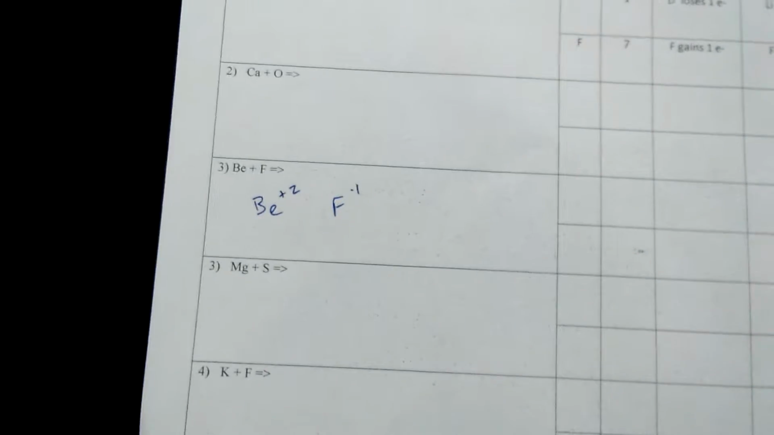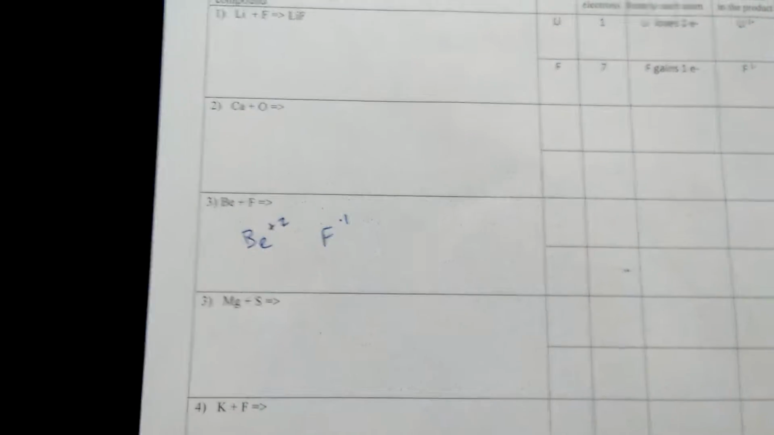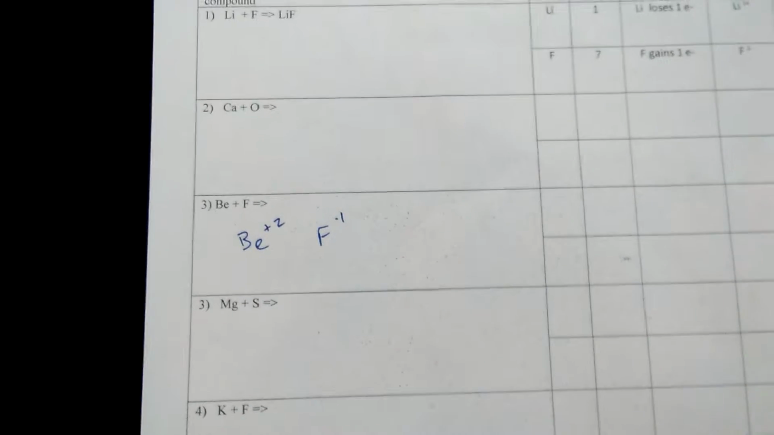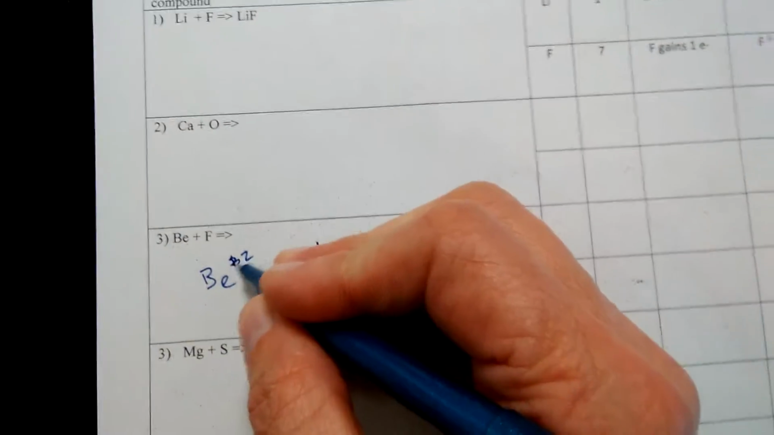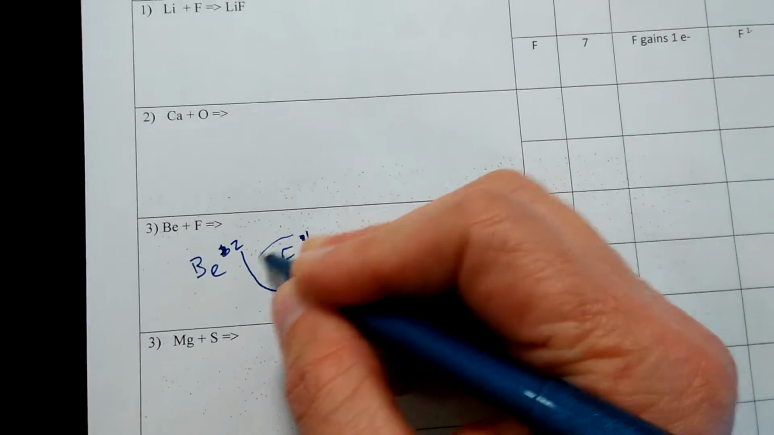Now, we're not going to let these charges make their way to the final formula. We just need them so we can make sure we have a positive and a negative. And we can remember which one's positive, the Be, because that's what's going to go first in our formula. At this point, we'll drop the signs and swap the numbers.